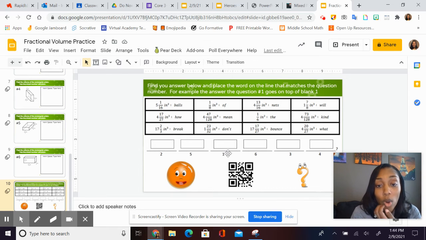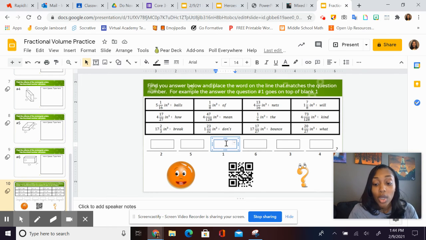So for question number 1, I found my answer and it goes with the word of. So I'm going to put the word of in the box. I'm not going to put 1/8 in the box. I'm going to put the word of in the box.